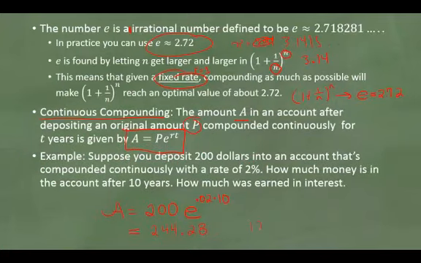So what is it, 12 cents more? Right? But this is just with $200, right? You can imagine that with more money and with more time and with a higher interest rate, compounding continuously will get even better. So the point is that it's better than compounding it in some other way.